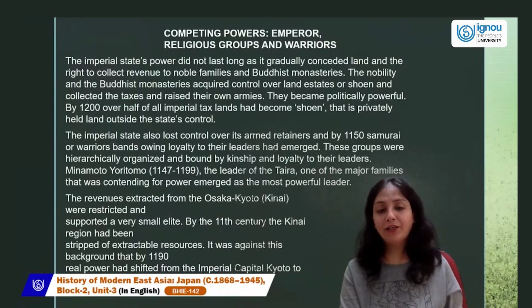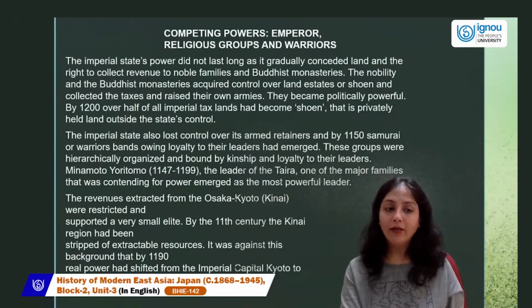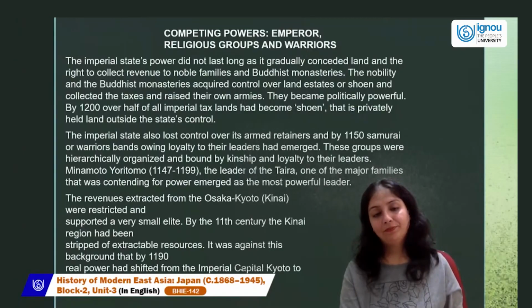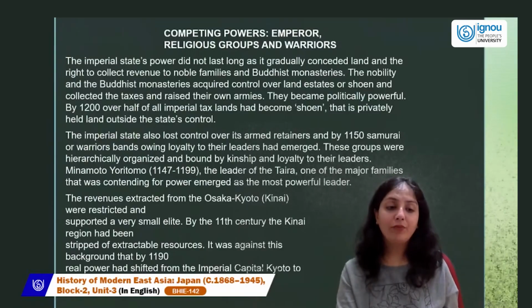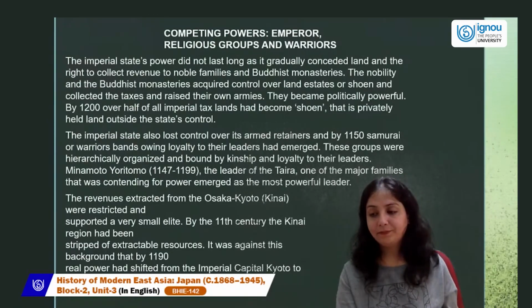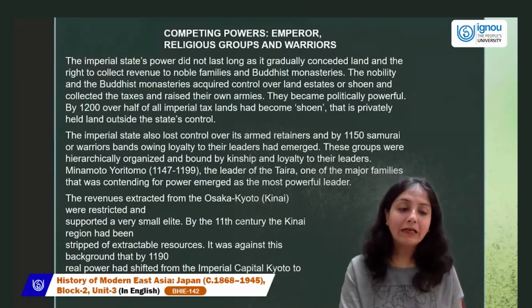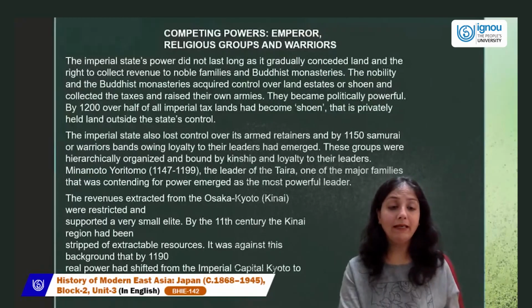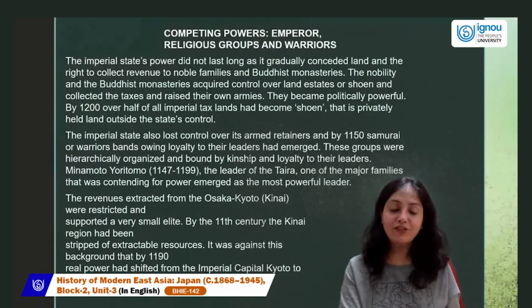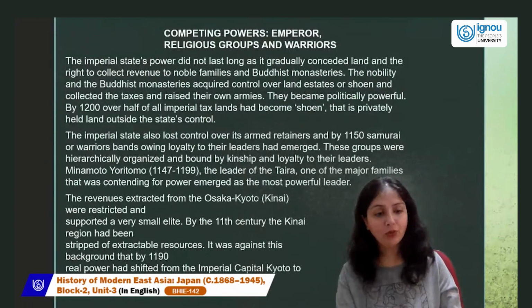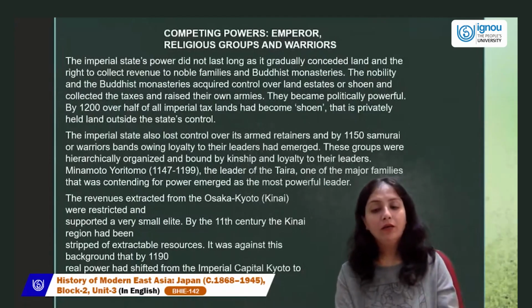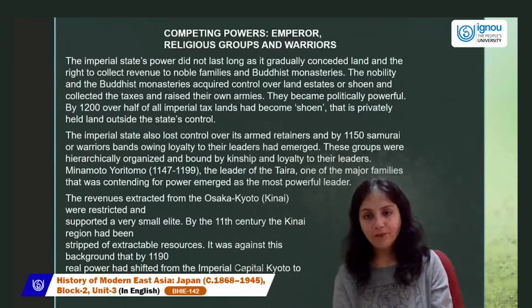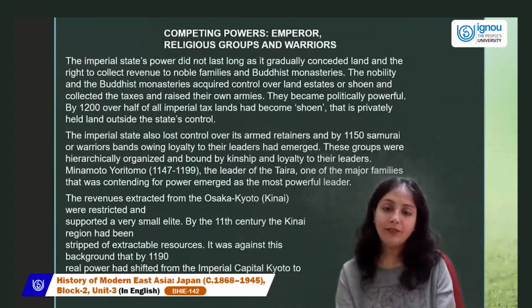The revenues extracted from Osaka and Kyoto were restricted and supported a very small elite. By the 11th century, the Kinai region had been stripped of extractable resources. It was against this background that by 1190, real power had shifted from the imperial capital Kyoto to Kamakura. That is also the name of a region in Japan.